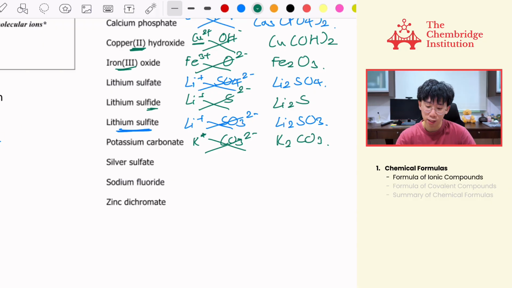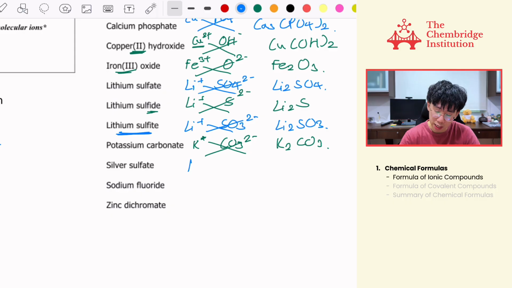Next is silver sulfate. Silver sulfate is an Ag plus ion. This is also something you have to memorize, and SO4 2 minus, also something you memorize from the table. So if you crisscross, you'll get Ag2SO4.